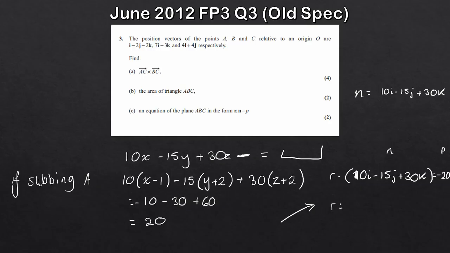If I simplify it though, I can divide through by 5. So I can divide 10i by 5, 15j by 5, 30 by 5, and then divide the minus 20. So what I will actually get is 2i minus 3j plus 6k, and that's going to be equal to minus 4. Okay, and there we have it.